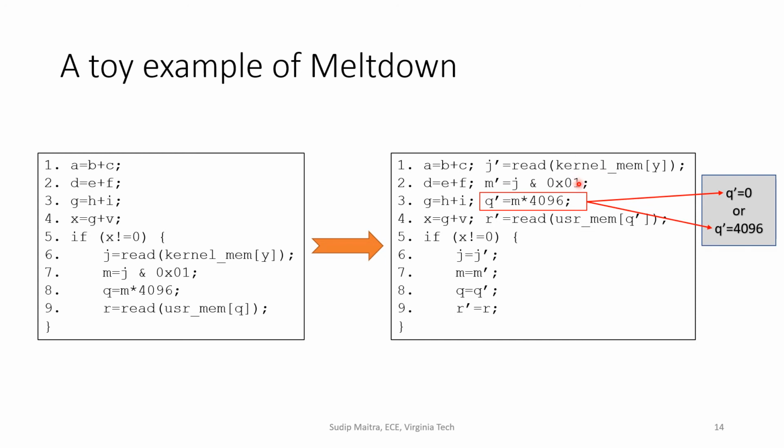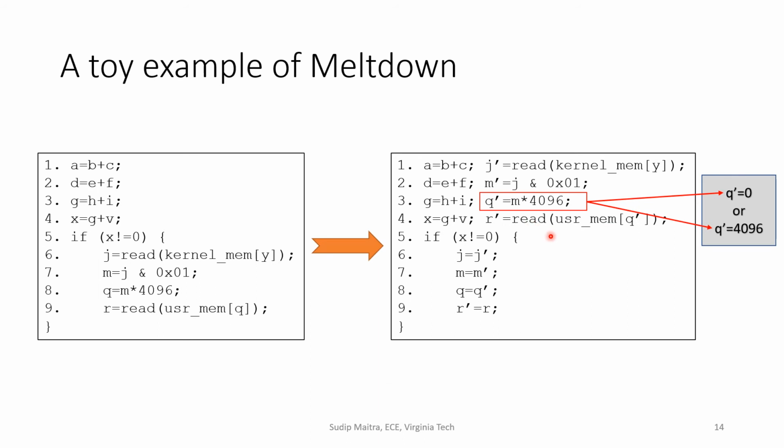So the kernel is read, and the byte is ANDed with a 1 bit. Depending on the content of kernel memory, the last bit can be 1 or 0, and the Q prime can be 0 or 4096. And then the next instruction reads from either 4096 or 0, depending on the last bit of the content inside kernel memory.